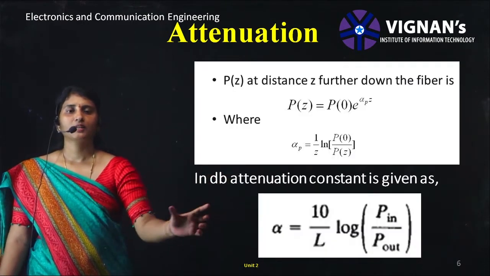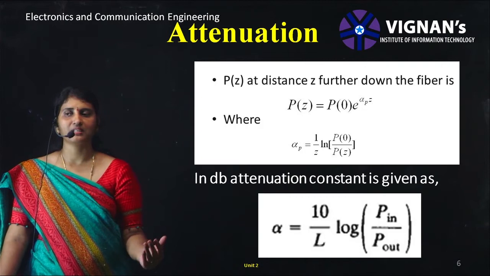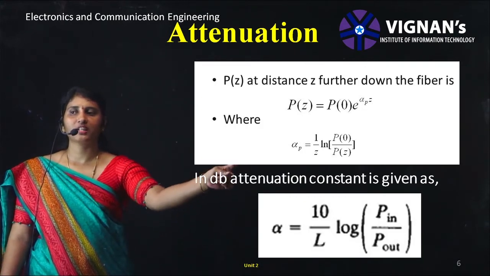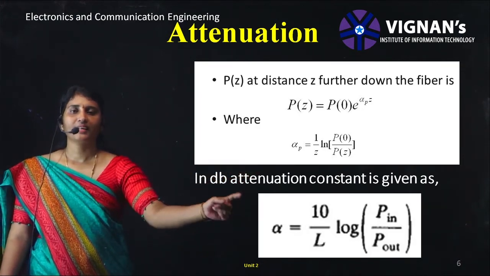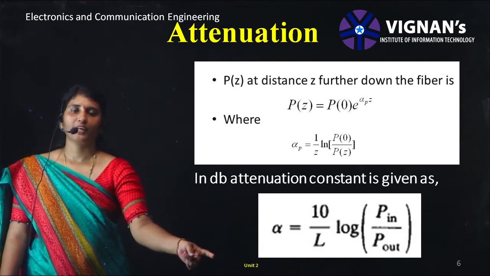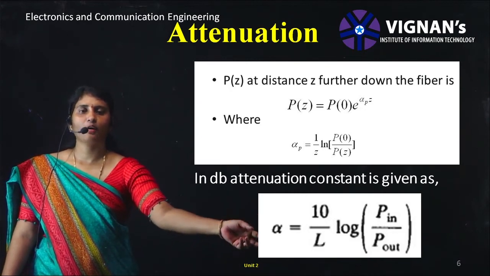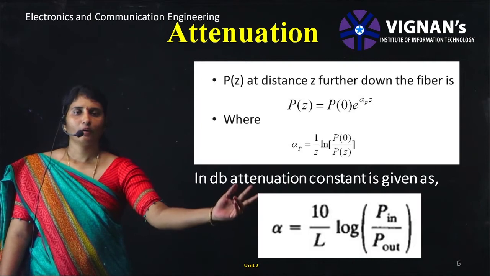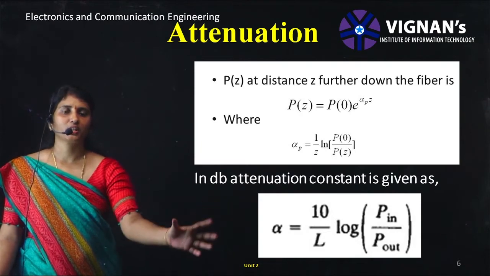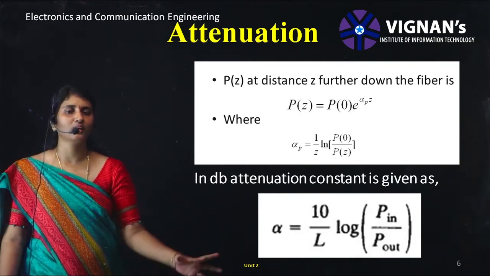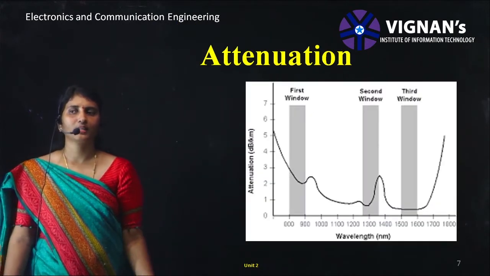And when we convert this power expression into its logarithmic form, so that we can get the power in dBs, then the attenuation constant alpha P is equal to 1 by Z of ln of P of 0 by P of Z, and in dBs, in terms of log, we can write it as 10 by Z into log of P in by P out, or P of 0 by P of Z, or in terms of Z we can include L even. So this is the expression for attenuation constant. By using this formula we can determine how much attenuation occurs over the length L, and where the repeaters can be placed.